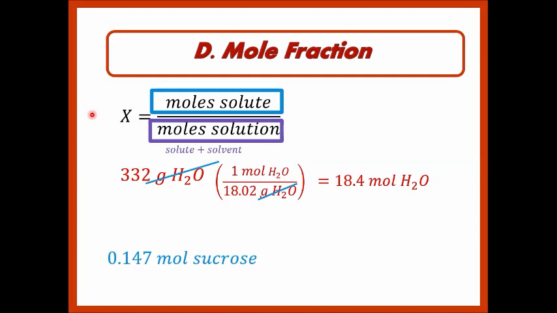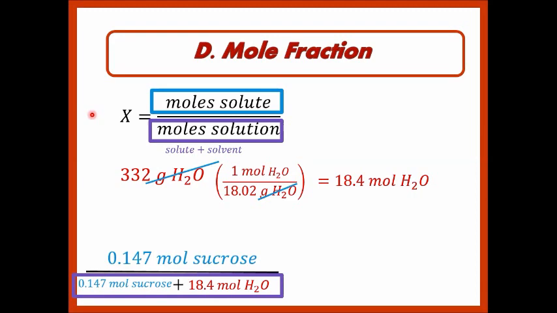Plugging in these values, we take the moles of the solute, 0.147 moles of sucrose, over the moles of solute, 0.147 moles of sucrose, plus the moles of solvent, 18.4 moles of water. Ultimately, we calculate the mole fraction of the solute, sucrose, to be 0.00792. This is a unitless value because the moles in the numerator and the denominator cancel out.